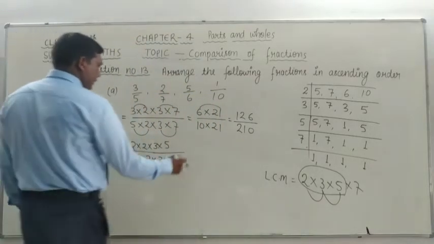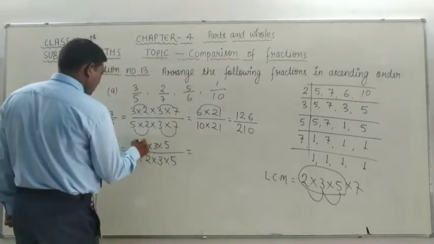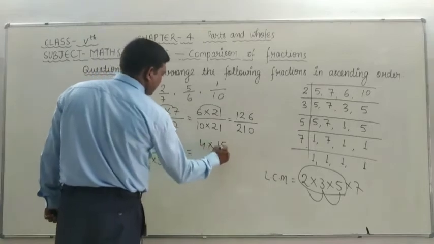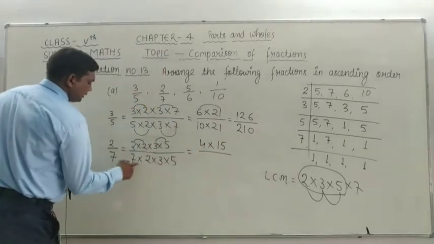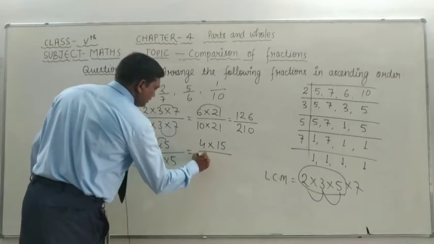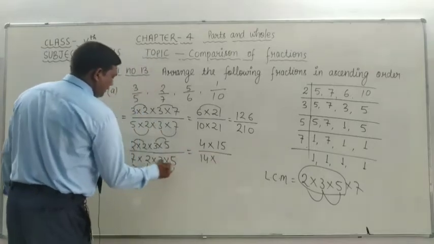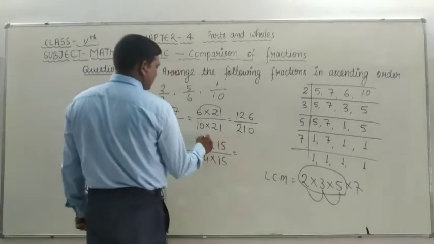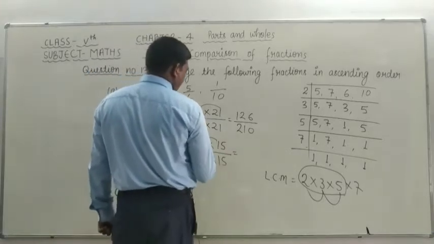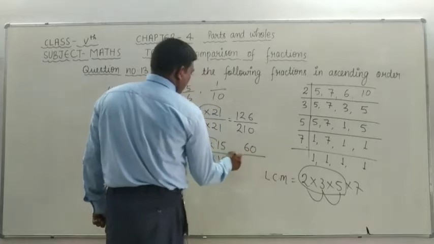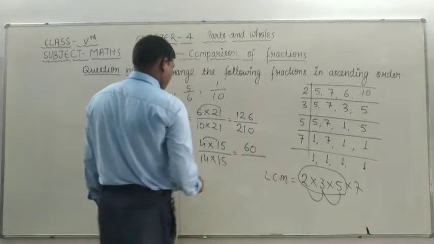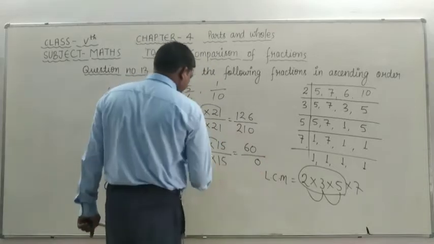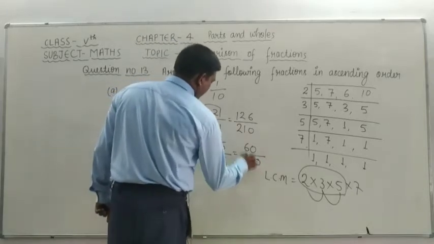Okay, after multiplying these we get 2 2s are 4 into 5 3s are 15, total upon 7 2s are 14 into 3 5s are 15. After multiplying this we get 15 4s are 60 over 15 4s are 60, 0 carry 6, 15 1s are 15 plus 6 is 21.